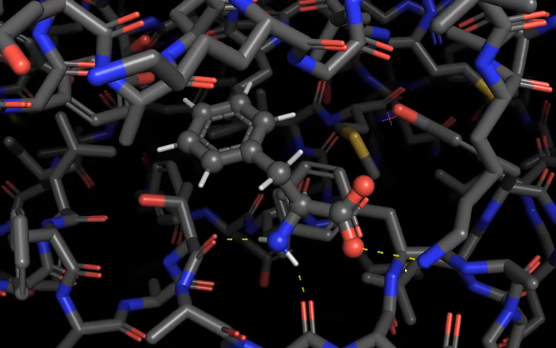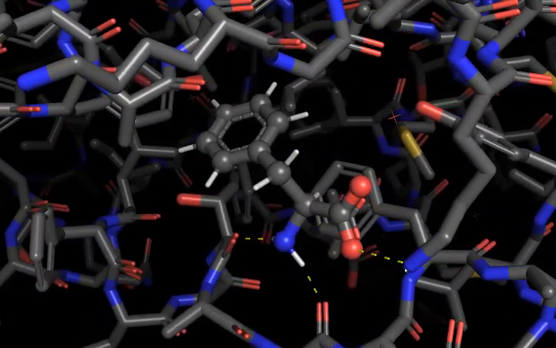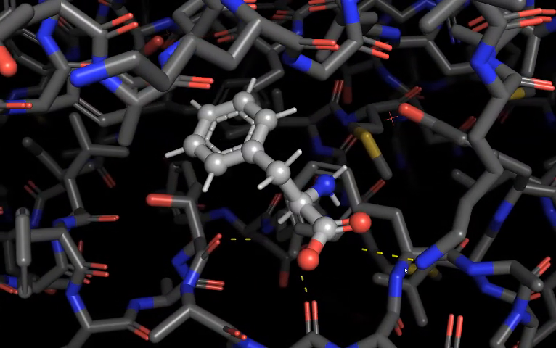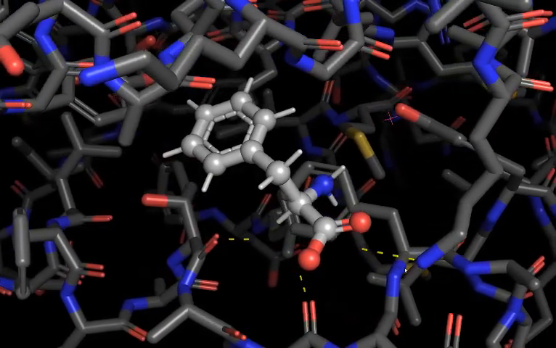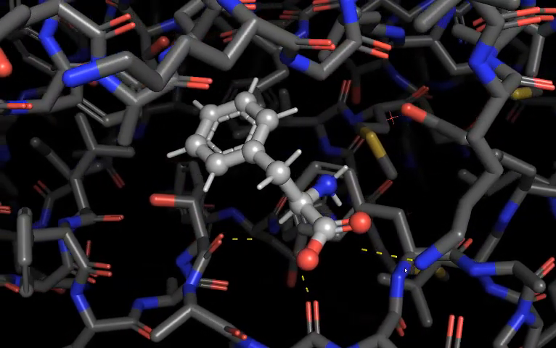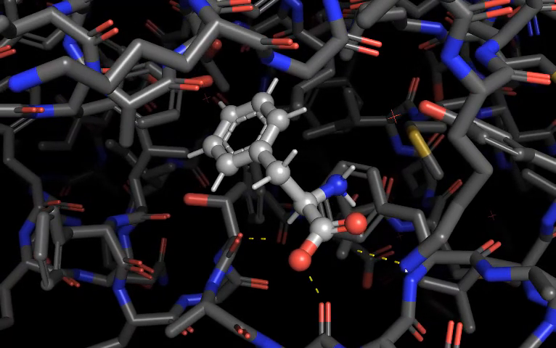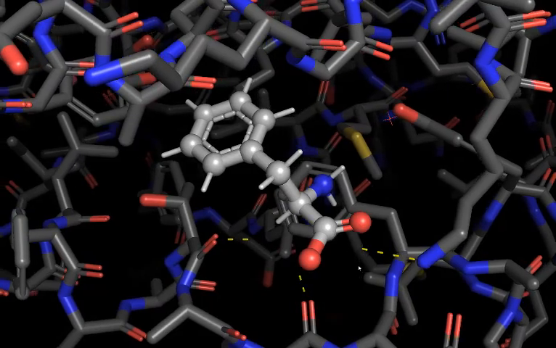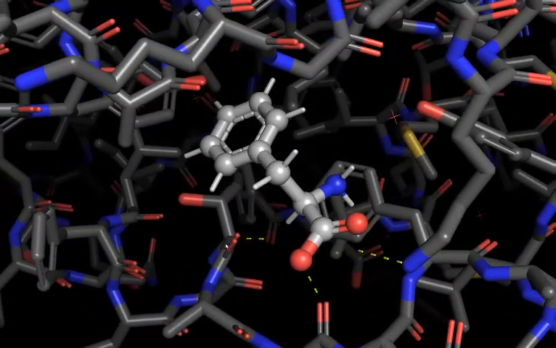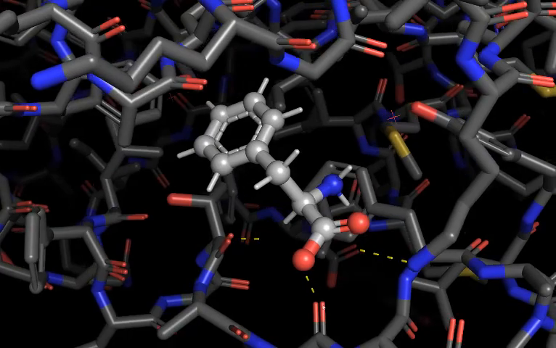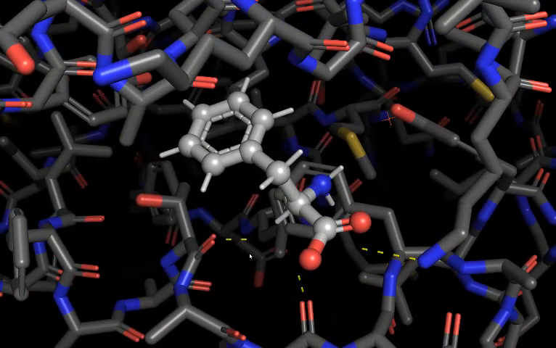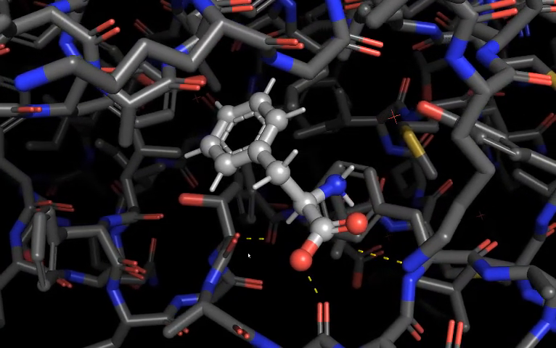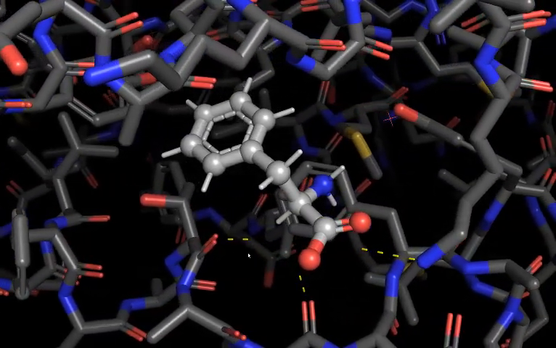What would happen if instead of L-phenylalanine we modelled D-phenylalanine into this active site? Well, there's D-phenylalanine hypothetically modelled in, and we can see that while the interaction between the carboxylic acid group and the lysine side chain is probably still okay, the hydrogen bonds formed between these carbonyl oxygens and the amino group have now disappeared. That interaction cannot take place because the opposite chirality of phenylalanine puts the amide group over on the other side.